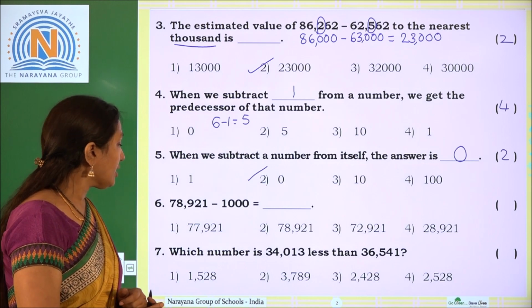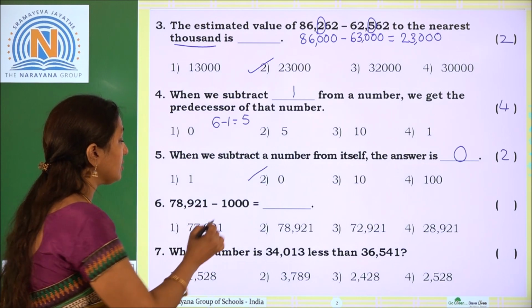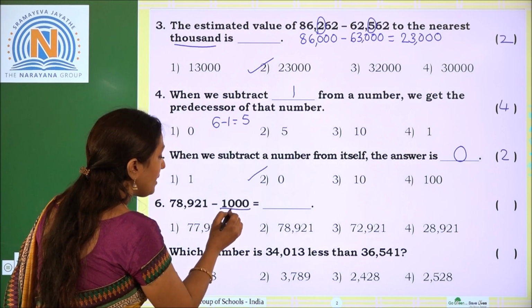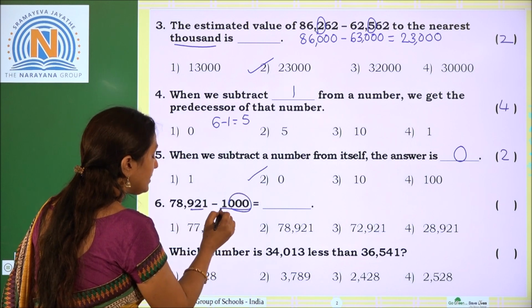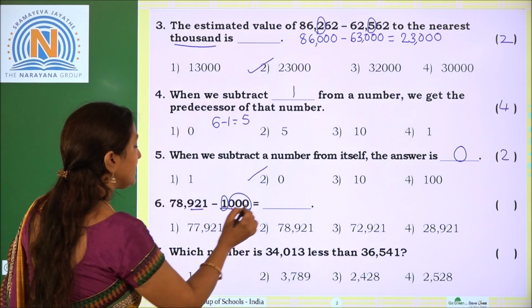Next, 78,921 minus 1000. So just the thousands place. The remaining places will be the same. Just we have to subtract 8 minus 1. Okay, what did you get?